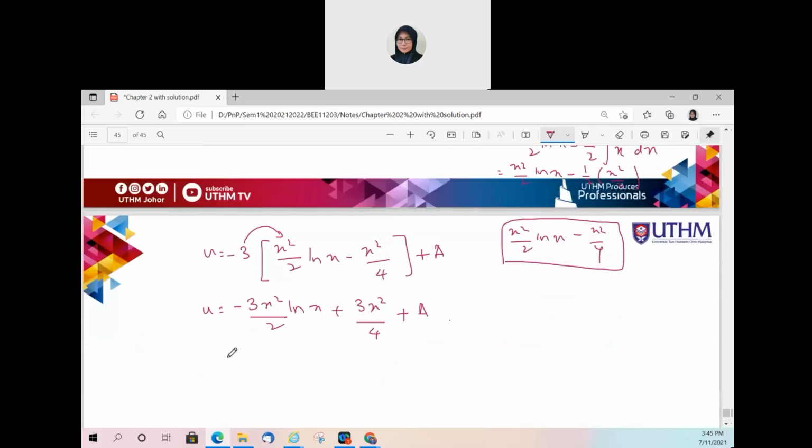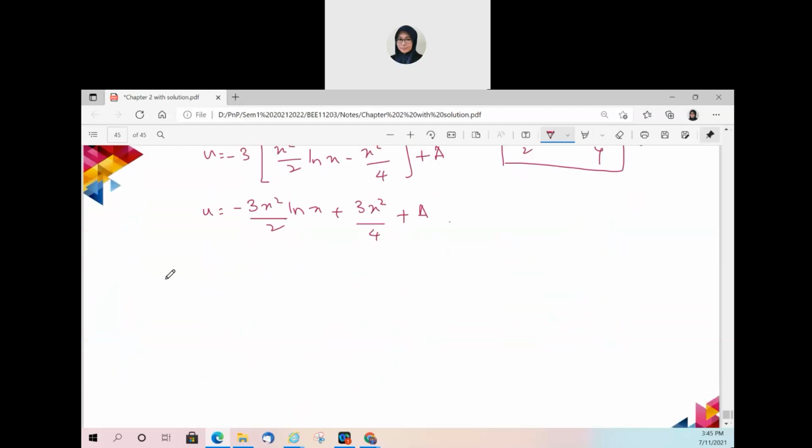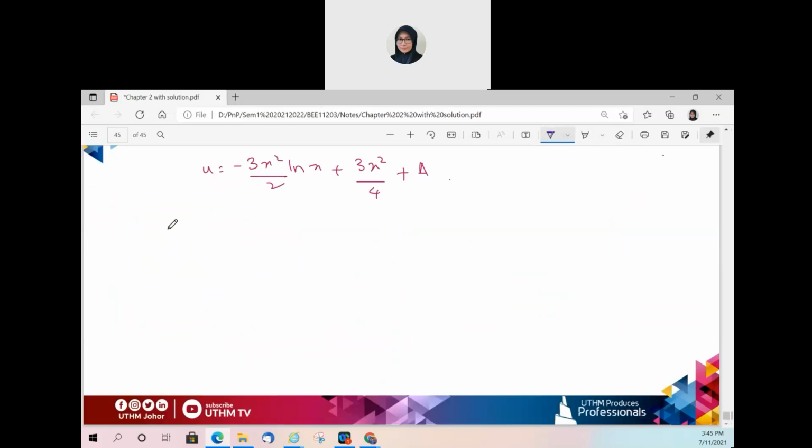Okay, so now you have to find V. So V equals to integrate, is it Y1 or Y2? Y1. Okay. Y1 Fx.